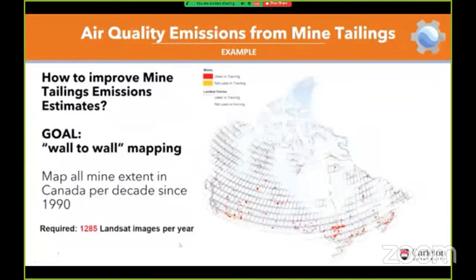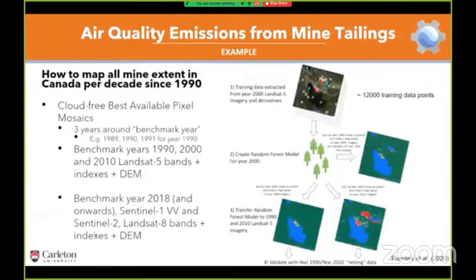And the way to do that in my mind was to use wall-to-wall mapping. And what I first looked at was using Landsat, because we needed to go back to 1990. So Landsat's basically the only sensor that we can do that with. And I estimated that we need 1,285 Landsat images per year to map all of Canada. And that's not a super large number, but it was larger than we were able to handle with the infrastructure that we had. So we needed to use some sort of cloud system, and that's when I started really getting into using Google Earth Engine.